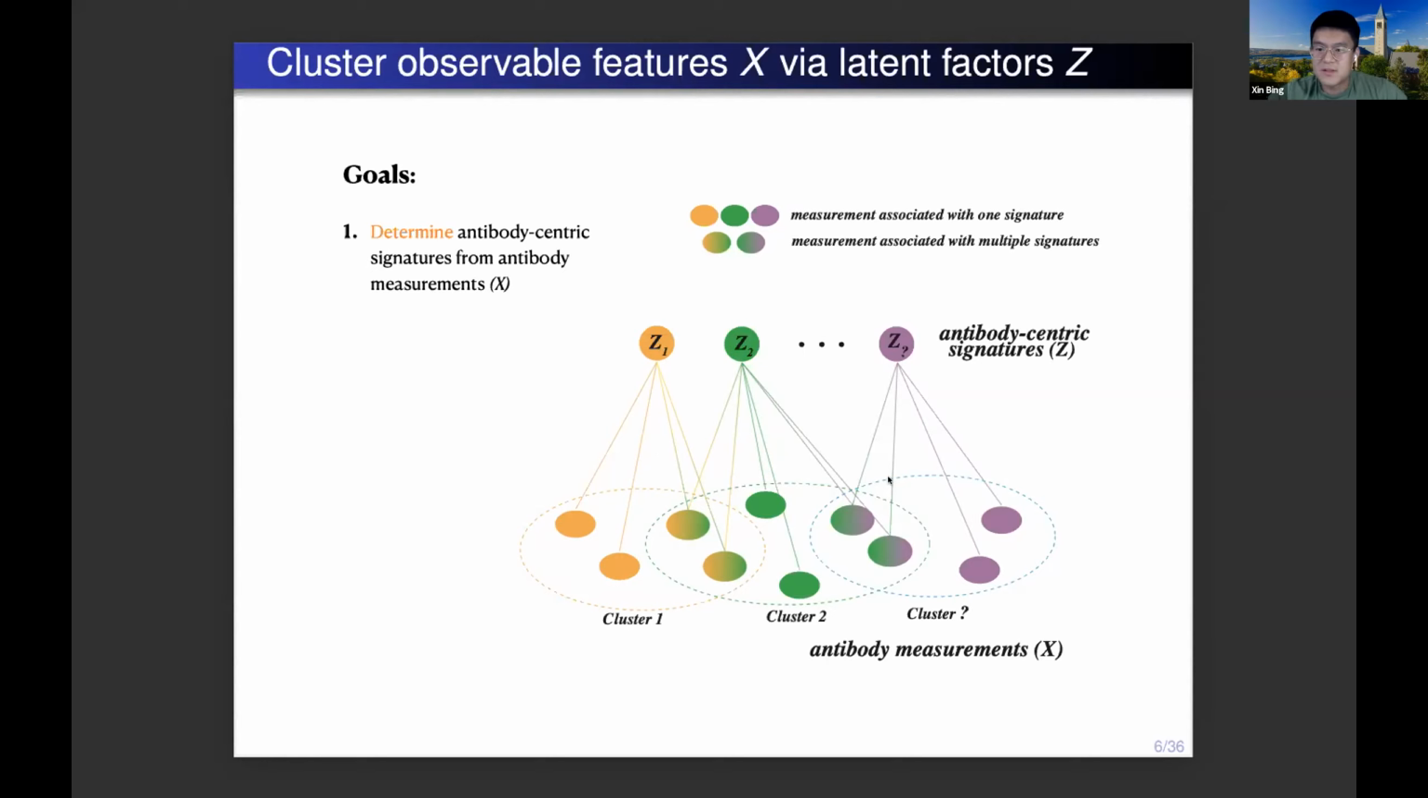So there are two difficulties here we should keep in mind. First, we do not know beforehand how many antibody signatures or latent factors we have, and this number of latent factors needs to be selected. The second is that one antibody measurement can be associated with multiple latent factors, or generated from multiple antibody signatures, and therefore we should expect the cluster structures to be overlapping. So these are two extra difficulties of this problem.